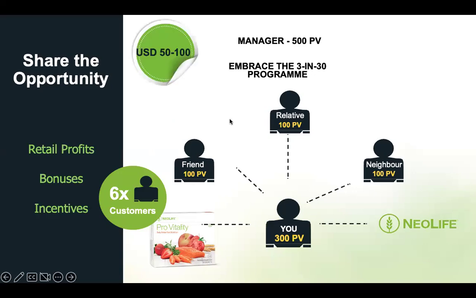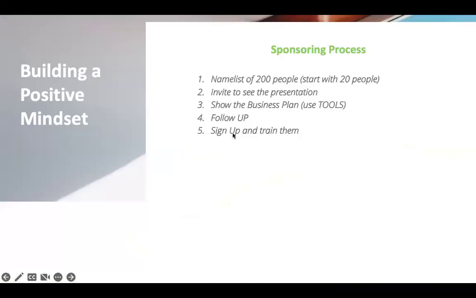Let's look at the actual process of sponsoring, building a team. Because building a team is the essence of growing a large business. Our business can be defined as building a large group of people who consistently do a few things every single day over an extended period of time. How do you build a team by sponsoring? A name list. Start with 200. Your goal is to reach 200 people, but start with 20 people first.